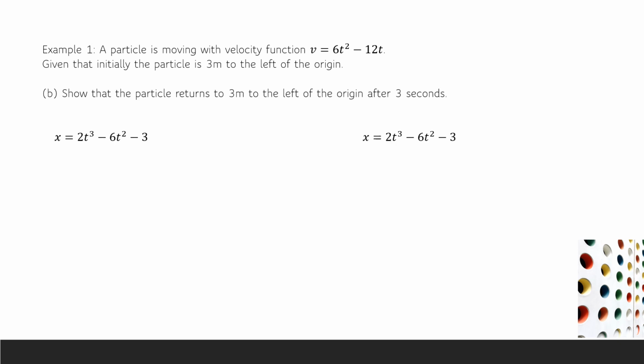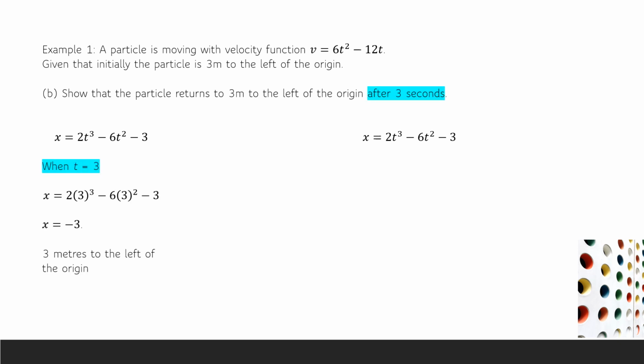Show that the particle returns to 3 meters to the left after 3 seconds. The reason I've got two equations here is I'm going to show you both ways. One way is to use the fact that it's after 3 seconds and show that it gets back to x equals minus 3. So substituting 3 in, you get 2 lots of 3 cubed minus 6 lots of 3 squared minus the 3, and you get x equals minus 3. That's proven that it returns.